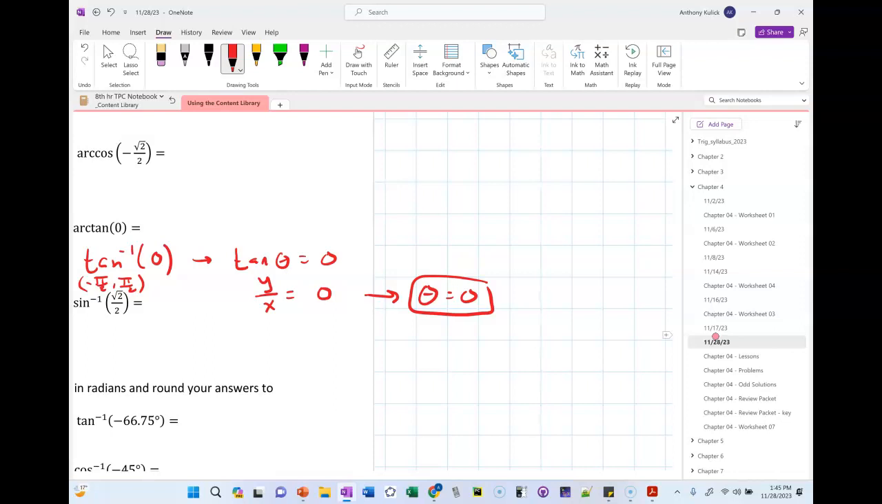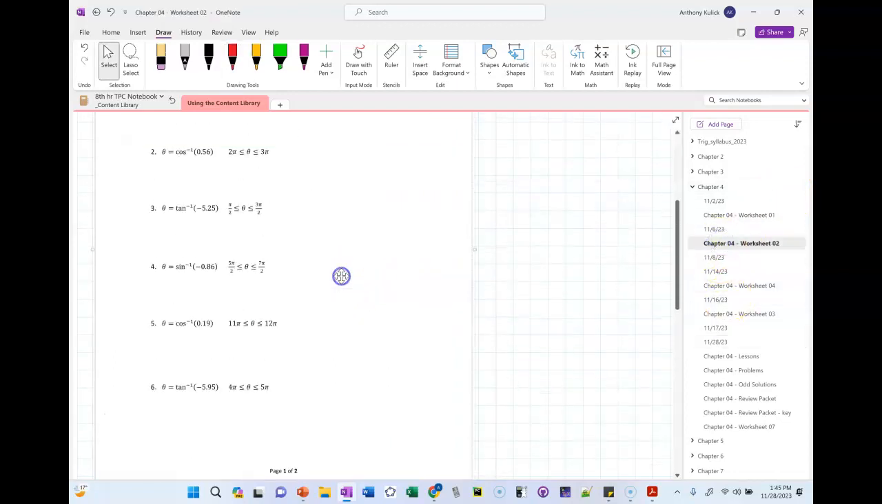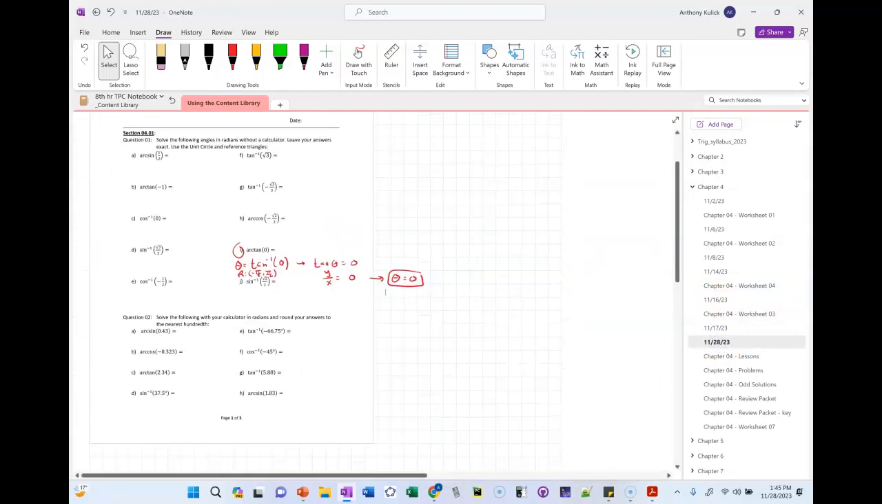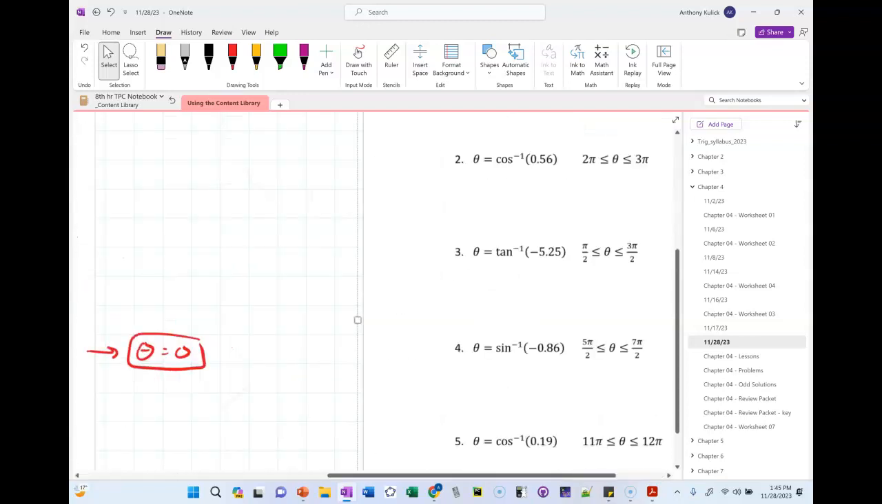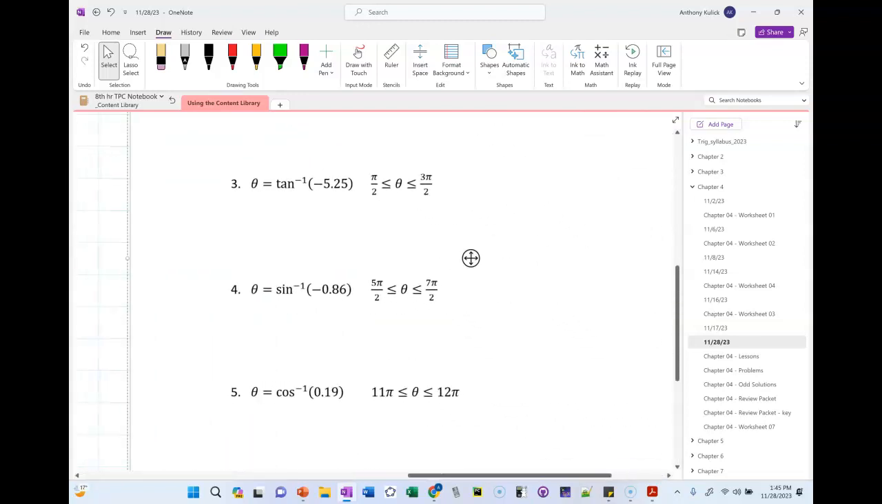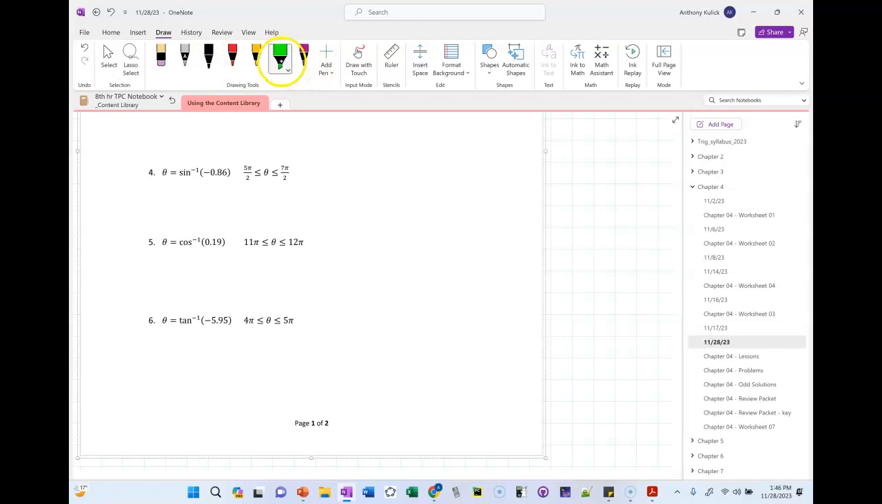Wade, can you do 5 on worksheet 2? Worksheet 2, number 5. Sure thing. Okay. So first thing I like to do is to figure out what quadrants are covered by the interval from negative 11 pi to 12 pi.